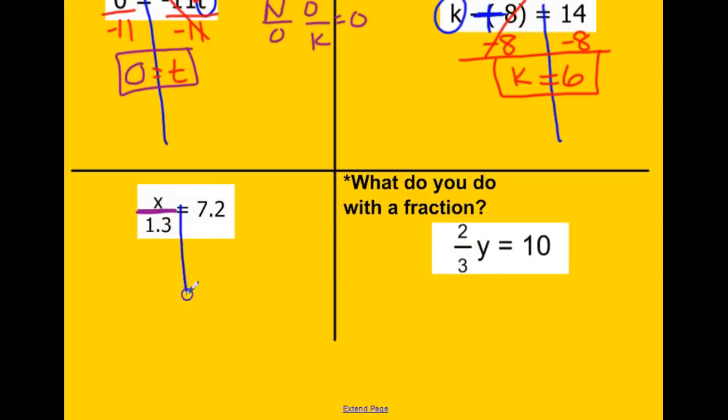But to start out, draw your line, circle the variable. You want the variable on the left this time and the constants on the right. So to get rid of this line, the opposite of divide means multiply. So we're going to multiply by 1.3 on both sides. 1.3 over 1.3 makes 1, so we have 1x or just x. And then I'm going to plug this into my calculator. When I plug that in, I get an answer of 9.36.